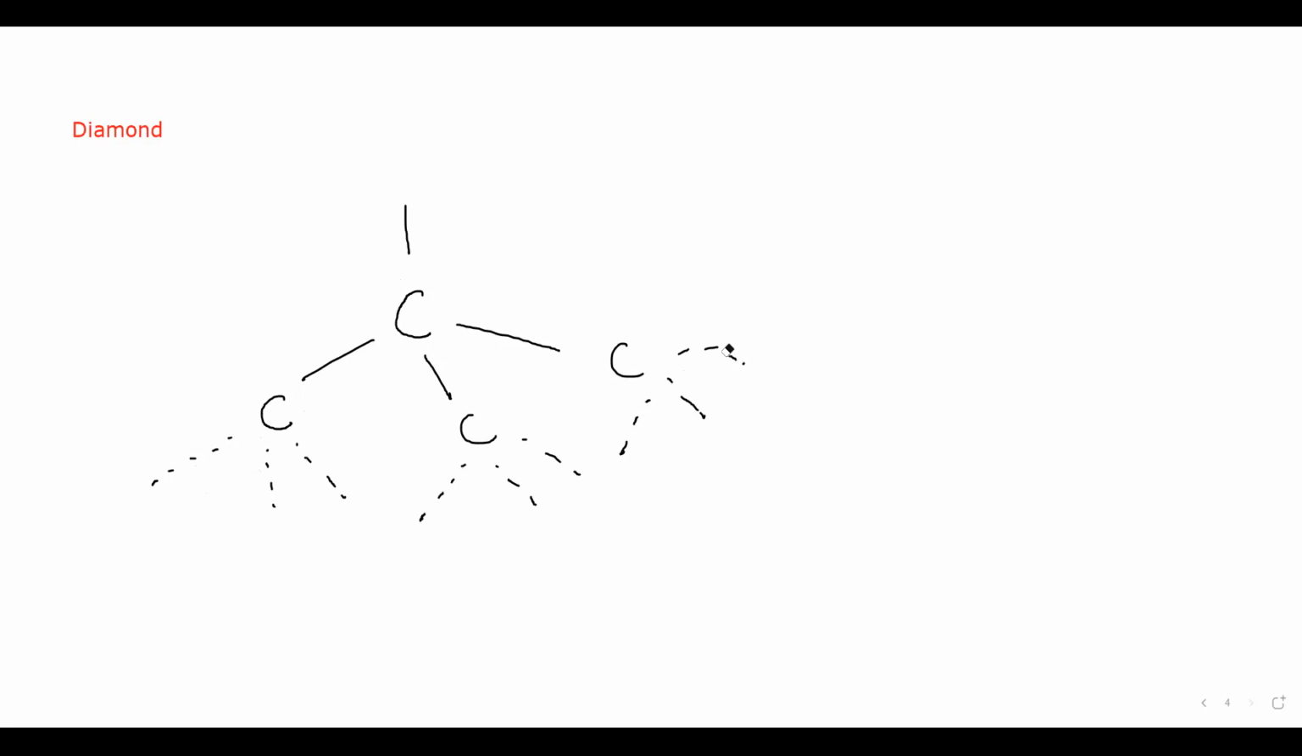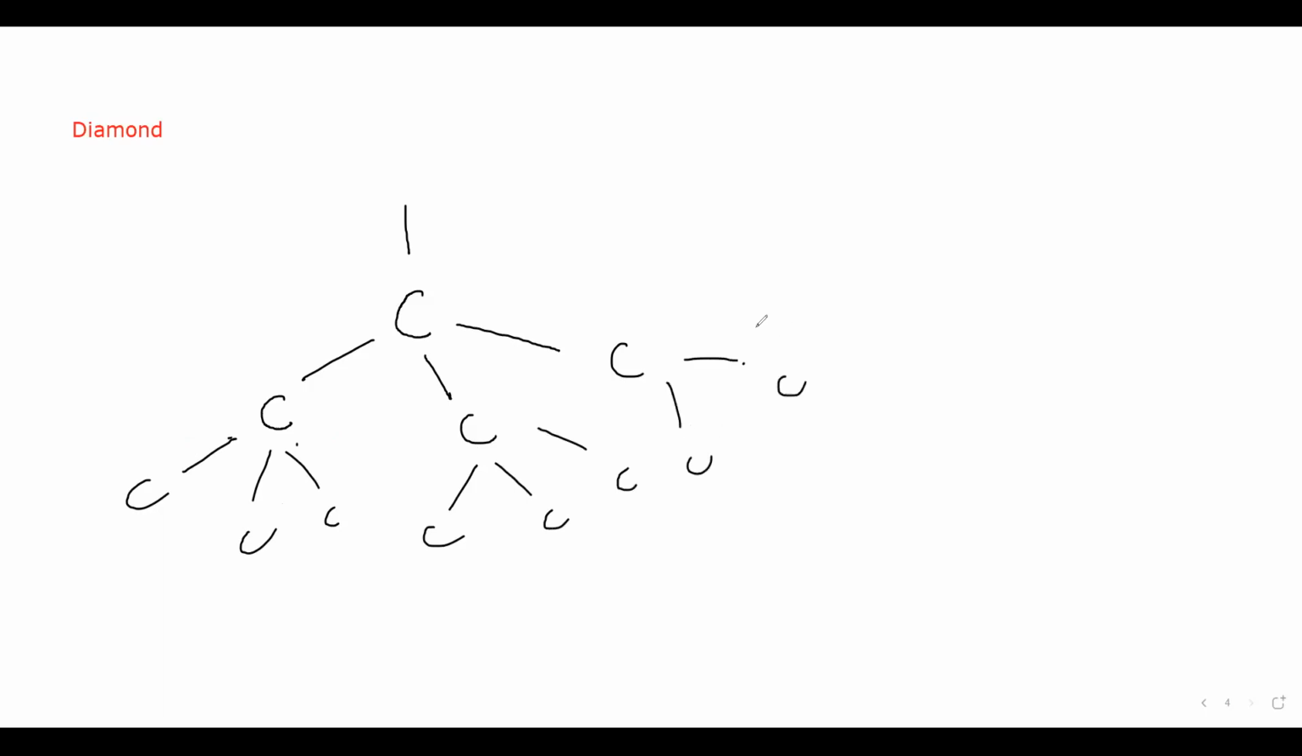Like if I draw or try to complete the structure, I have to show a dotted line. So this will have 3 carbons, then one is already there, 1, 2, 3, then one is already there, 1, 2, 3. And then this carbon will also have 4 bonds. This carbon will also have 4 bonds. So it is a very big structure. It is a giant structure.